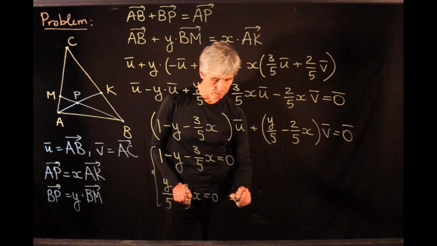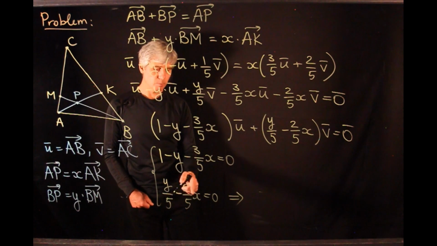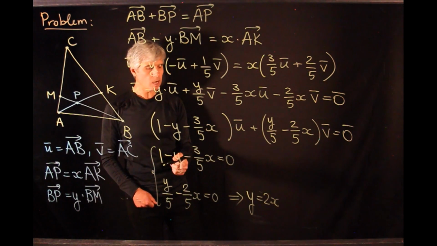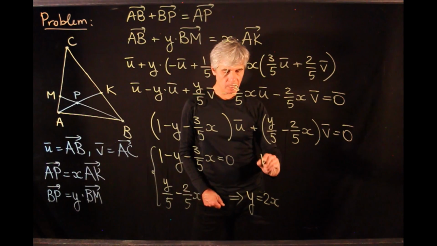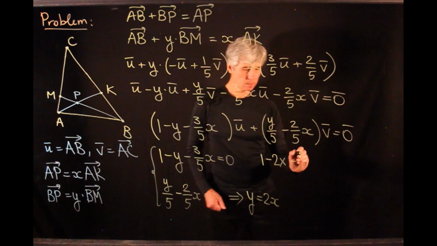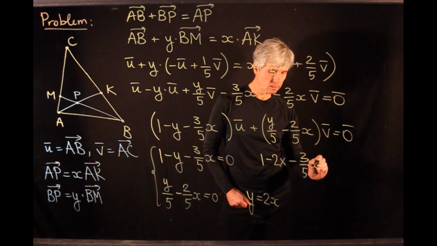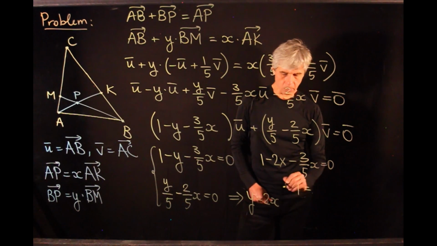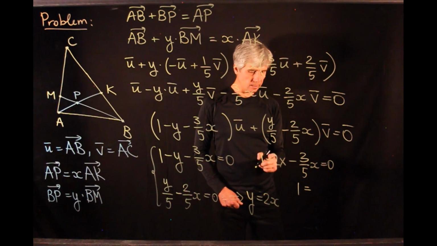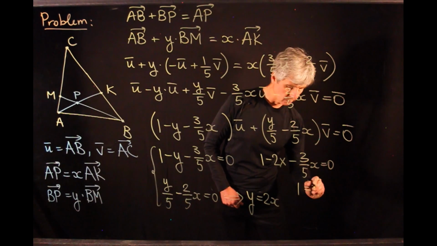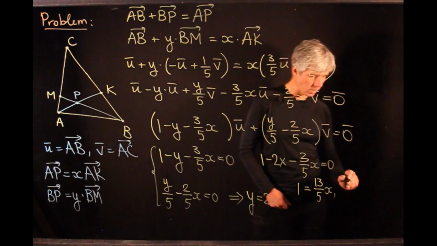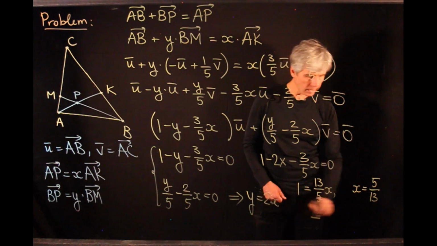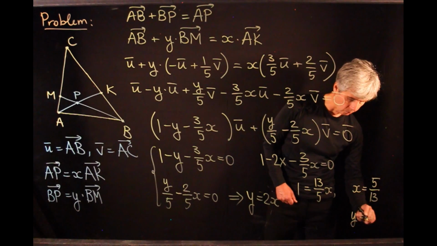Now, from the second equation, easily, if we multiply this by 5 and move the term with X to the other side, we get that Y is equal to 2X. And we can eliminate Y from the first equation. So we get 1 minus 2X minus 3/5 X is equal to 0. And if we move it to the other side, we get 1 is equal to, so 2 is 10/5 and 3/5, so we get 13/5 X, or X is equal to 5 over 13. And Y, being 2X, is equal to 10 over 13.